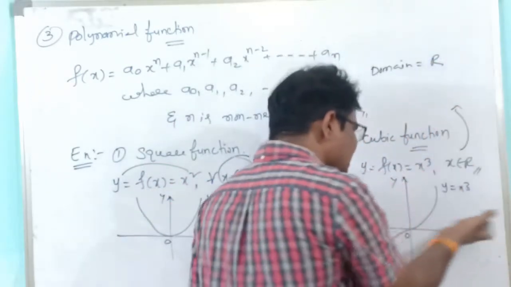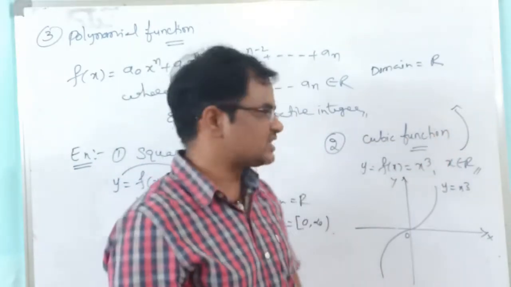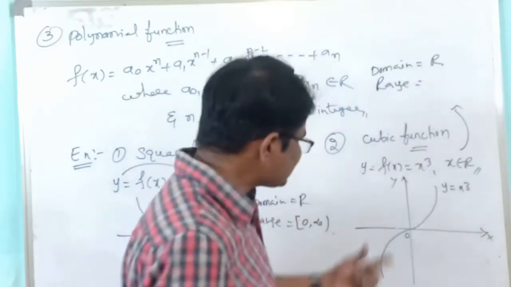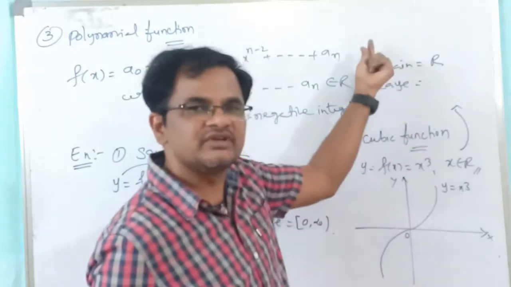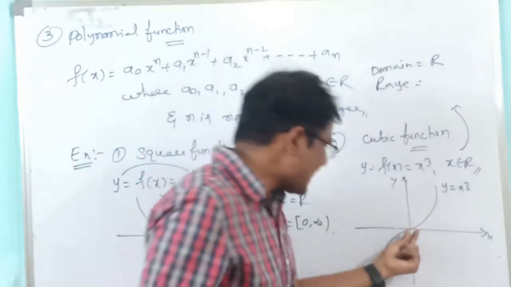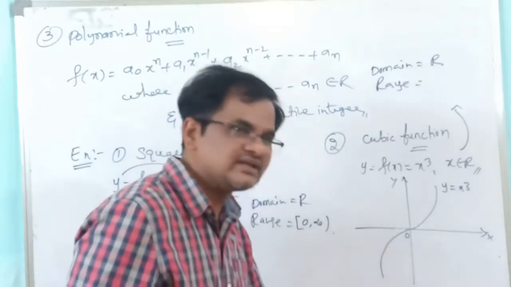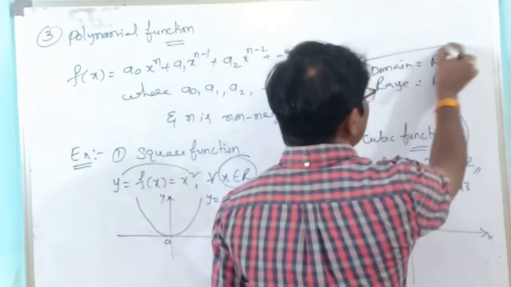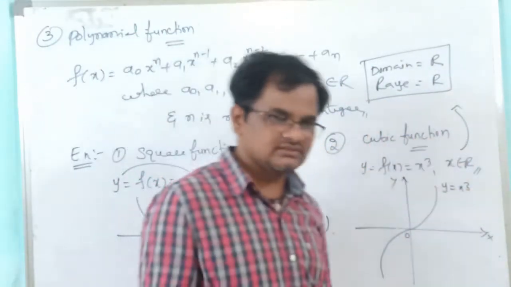Real numbers. Any real number you take, according to that y value will get or not. So that's why. And what about the range? Range also, as x tends to infinity, y also tends to infinity. Means function f of x tends to infinity. As x tends to minus infinity, f of x also tends to minus infinity. Means range also real number. So that is the domain and range of the cubic function, right?